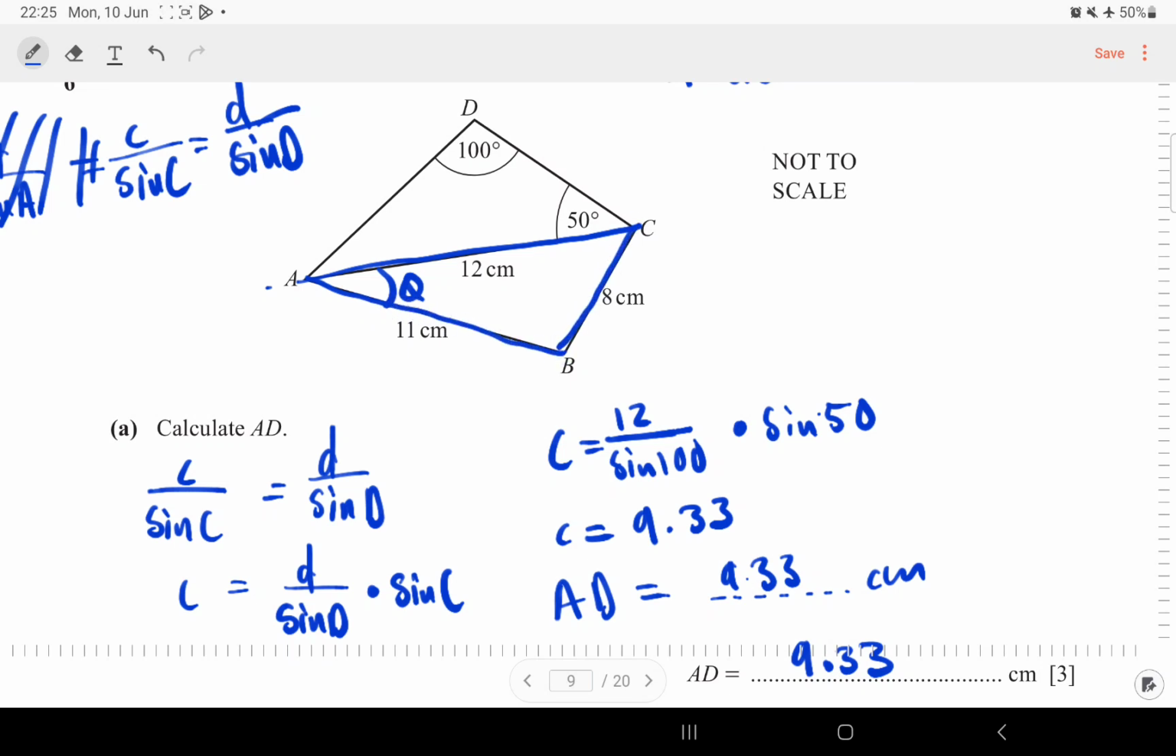Down below. Now, what do I have for this triangle? I see this side is 12, this one is 8, this one is 11. So I have every single side. I have 3 sides, right?